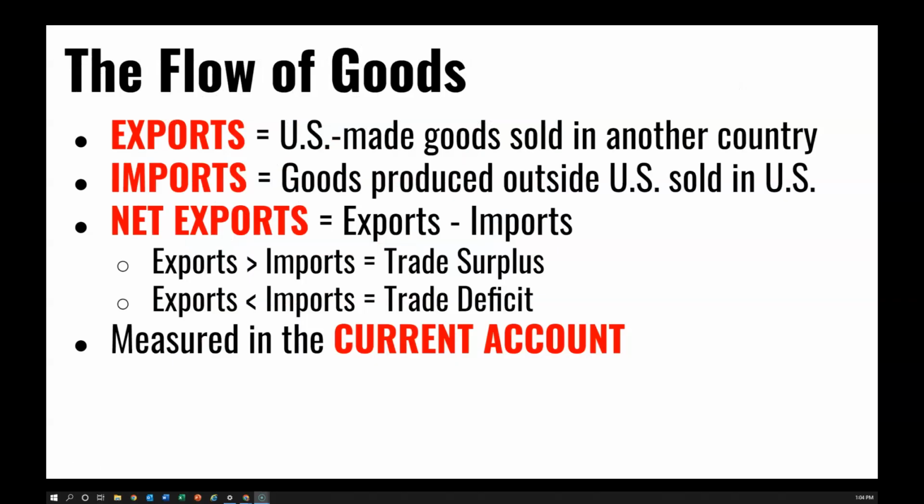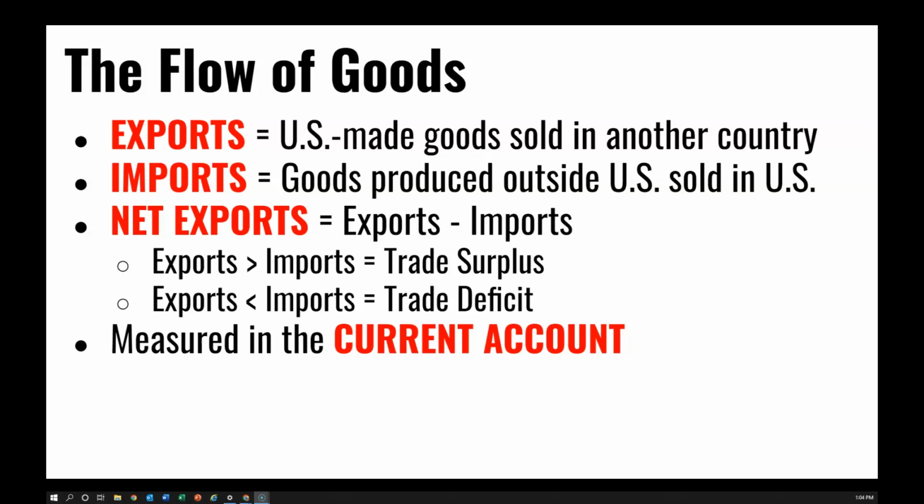Essentially, when we're talking about the balance of payments, we're interested in the flow of goods and financial assets. When we talk about the flow of goods, we're talking about exports and imports. Exports, from a U.S. perspective, are goods made in the United States and sold in another country. So exports are anything that is produced domestically and sold internationally. Imports are the opposite. They are goods produced internationally and sold domestically. So anything made outside the United States and then brought into the U.S. is considered an import. What we're interested in is the net exports.